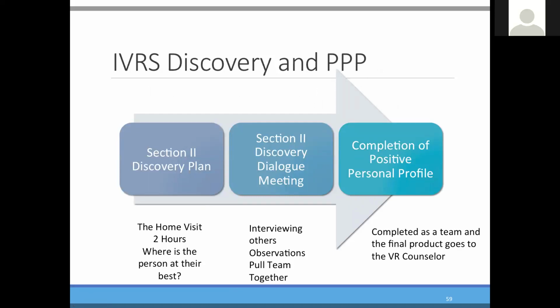So just to recap really quick, with discovery in Voc Rehab and the positive personal profile, we first start with the discovery plan, which we step off with the home visit. We then move to the discovery dialogue, where we've interviewed others, we've done the observations, we're now pulling the team back together. And then we complete the positive personal profile. And at that point, it should also highlight the information that's missing. So maybe then that's when you request job shadows or career exploration, or maybe you need to come back to discovery and ask for an additional authorization to get more information. But that's where we start building that menu of services to really support the person to get that paid employment outcome, if that makes sense.